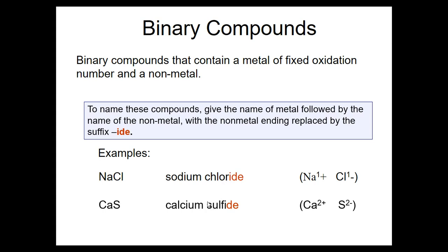Calcium sulfide, again, calcium is the metal. We don't do anything to its name. Sulfur, we change the ending to IDE. And the last one is aluminum iodide. So again, you notice that the metal's name stays the same. The nonmetal ending changes to IDE. And we're going to go over which letters you drop for the nonmetal's name and then add IDE.